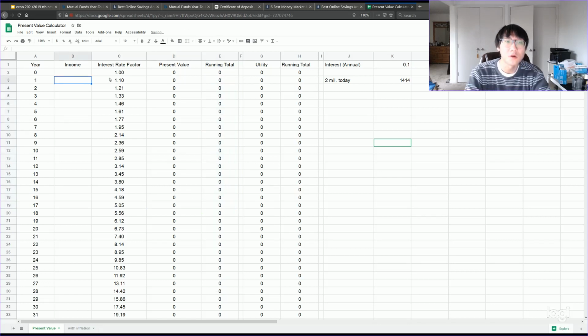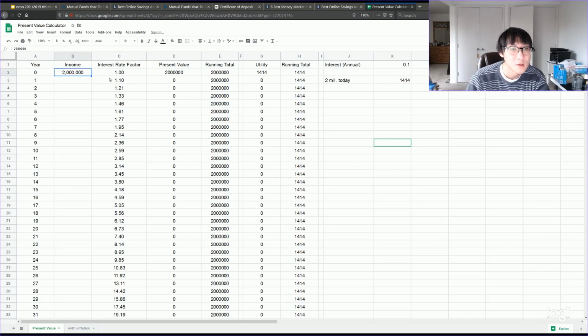Let's compare those two options once again. Option number one is you get $2 million right now. So let me put that in. Here's $2 million. $2 million today has a present value of $2 million. But what's the utility of that?